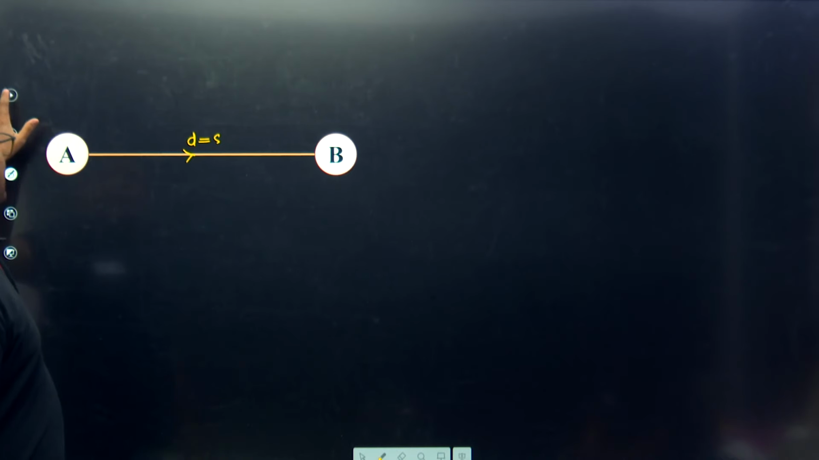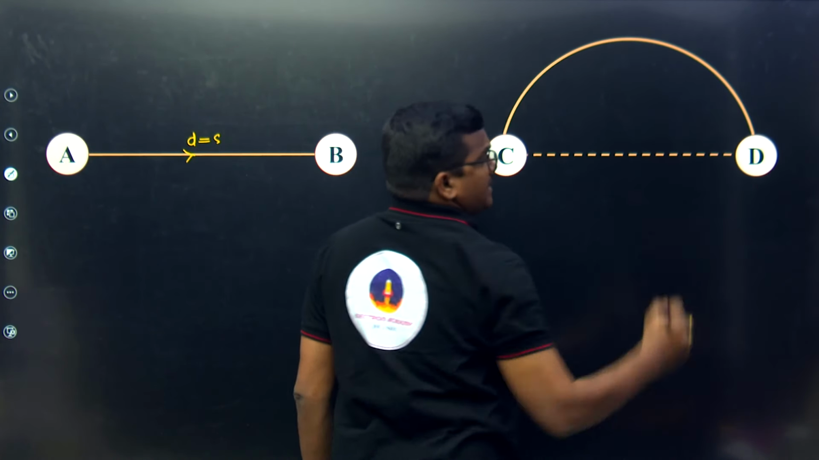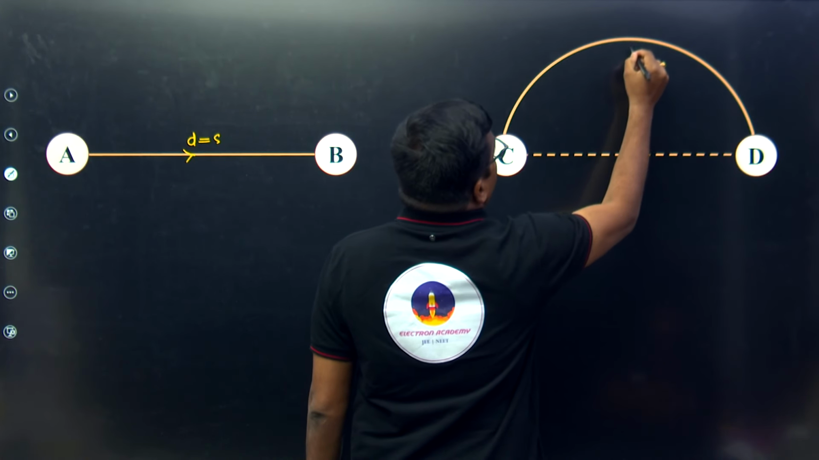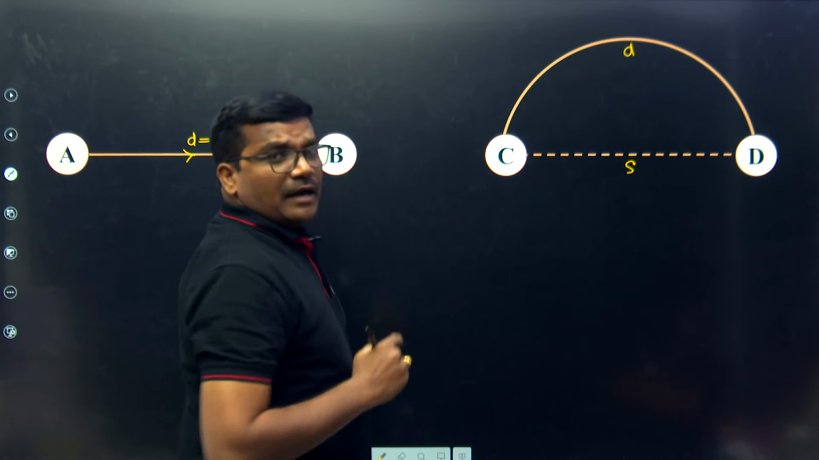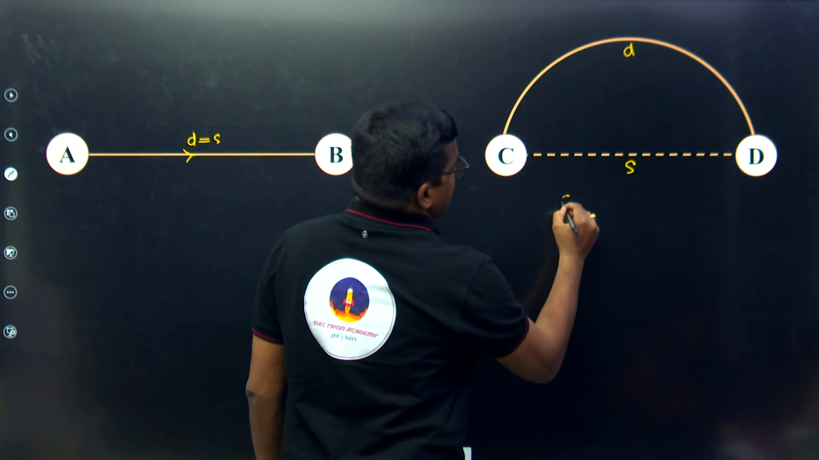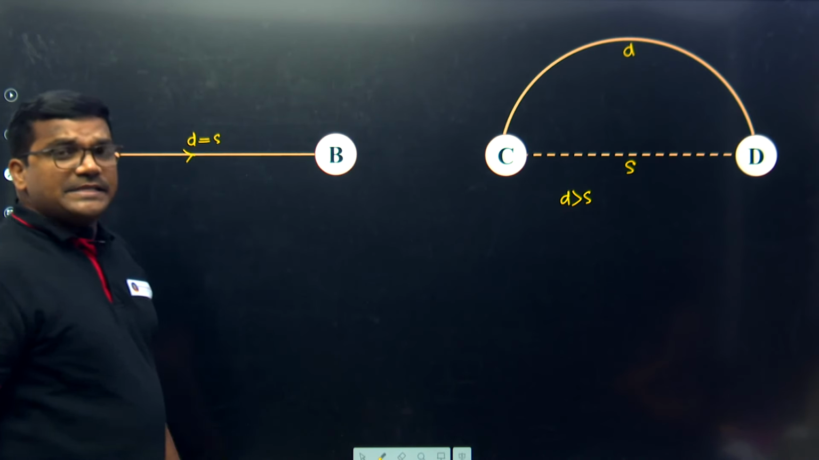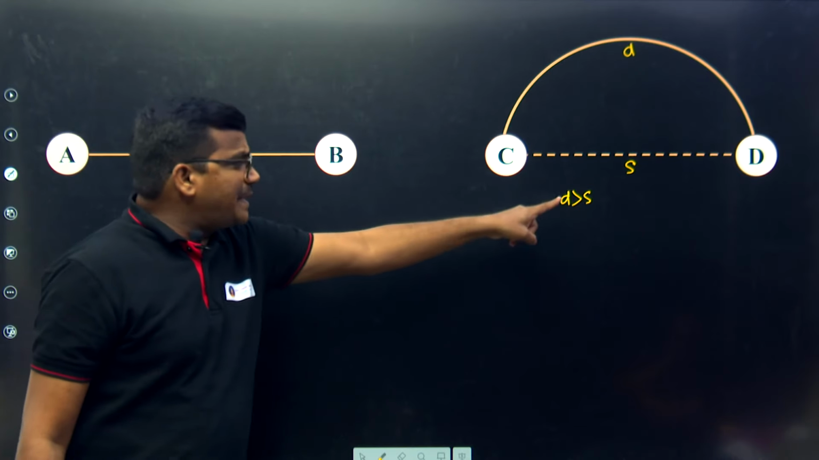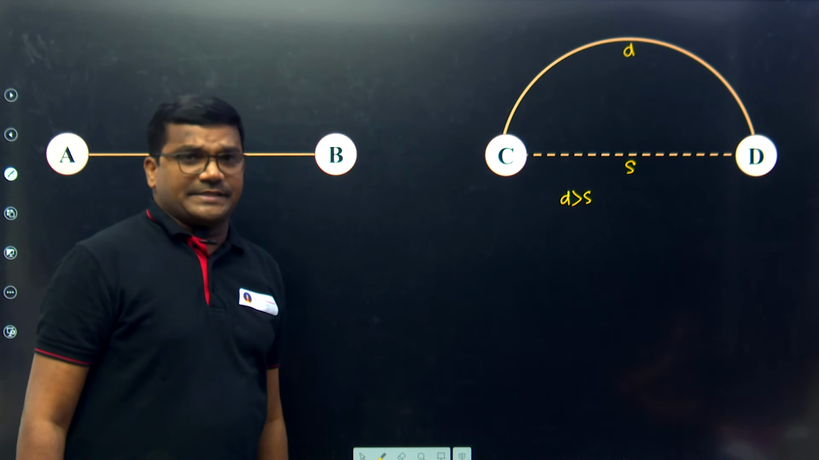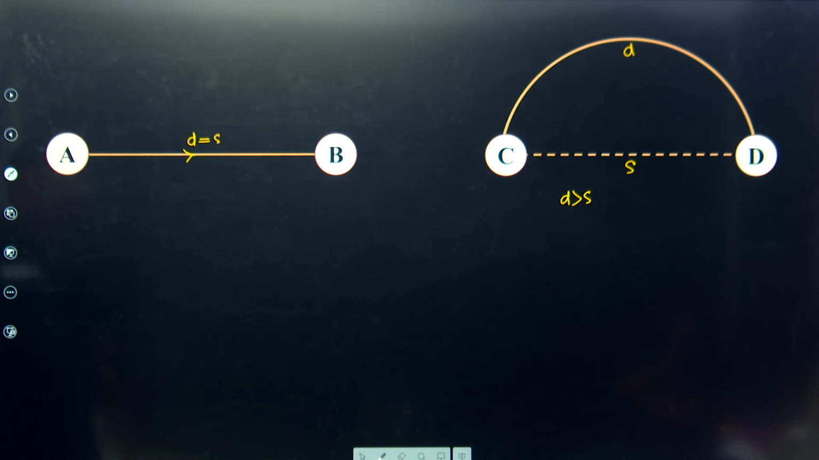But see, in the second case, when a body is moving from C to D like this, here this is the distance, right? This is the displacement. So here, distance is greater than that of displacement, right? Distance is greater than that of displacement, or displacement is less than that of distance. By using these two conditions, let's write some relations.